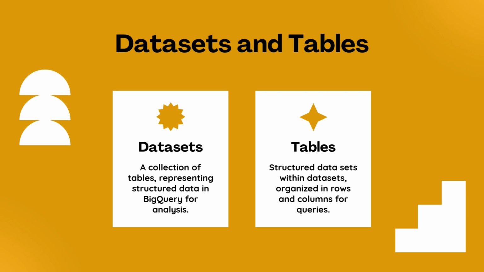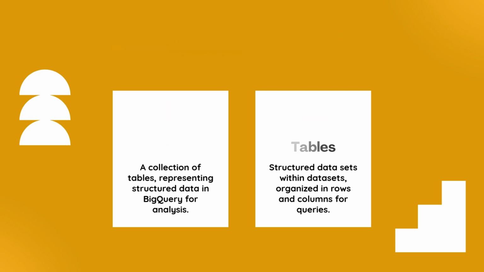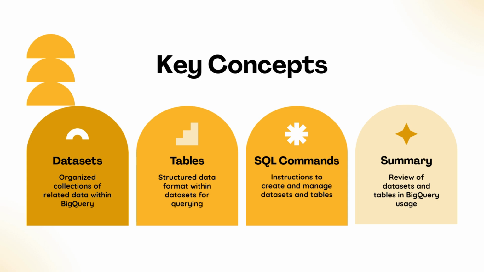Now, let's talk about tables. A table in BigQuery is where your actual data lives. Just like in a relational database, a table is made up of rows and columns, and each column has a specific data type such as string, integer, or timestamp. For instance, in an orders table, you might define columns like order_id, customer_id, order_date, and total_amount. Each row would represent one order placed by a customer. So, how do we create them using SQL?